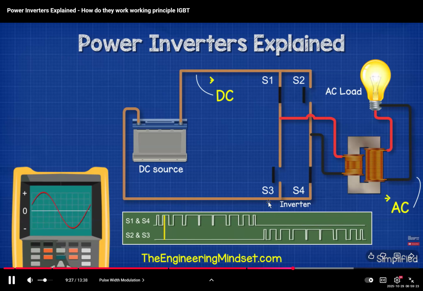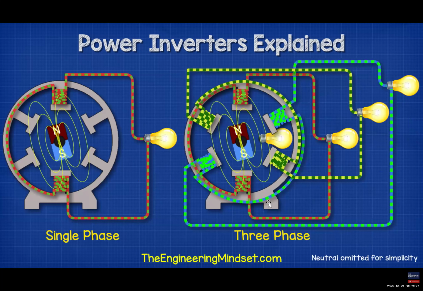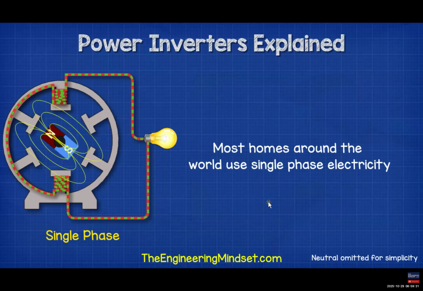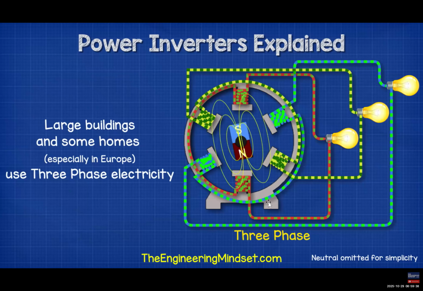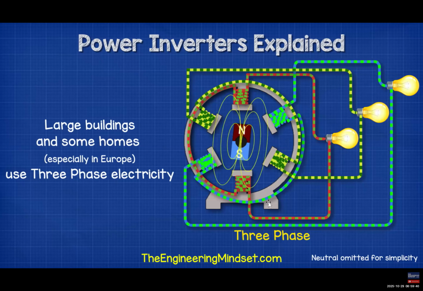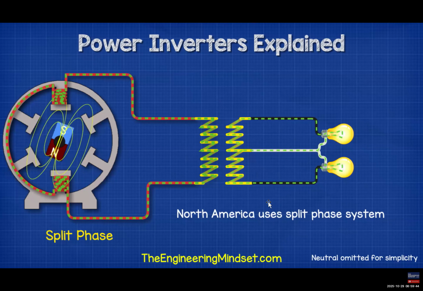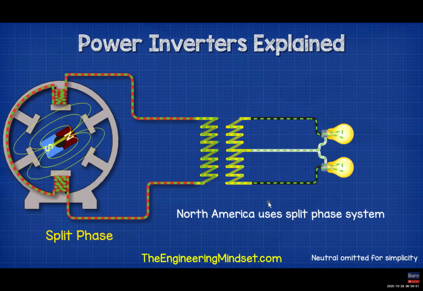But what if we needed more power? We also have single-phase as well as three-phase AC electricity. Most homes around the world use single-phase electricity. Large commercial buildings, as well as some homes, especially in Europe, will use three-phase electricity. Homes in North America use split-phase electricity, where a center tap transformer splits a single phase into two, which provides two hot wires and a neutral.